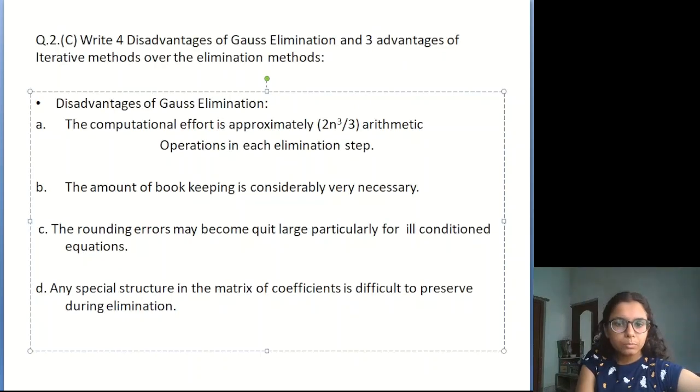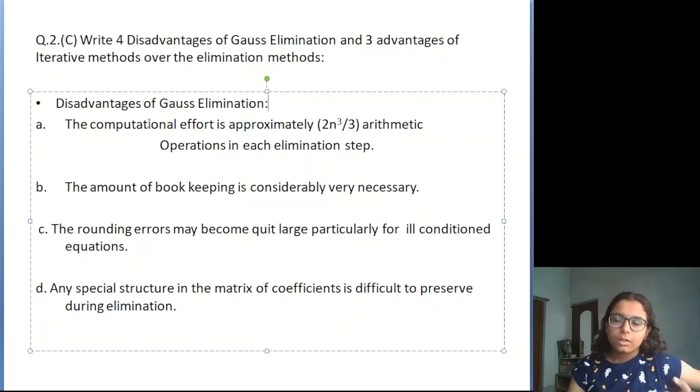Question number 2, part C. Write 4 disadvantages of Gauss elimination and 3 advantages of iterative method over the elimination method. First, disadvantages of Gauss elimination. The first reason is computational effort.